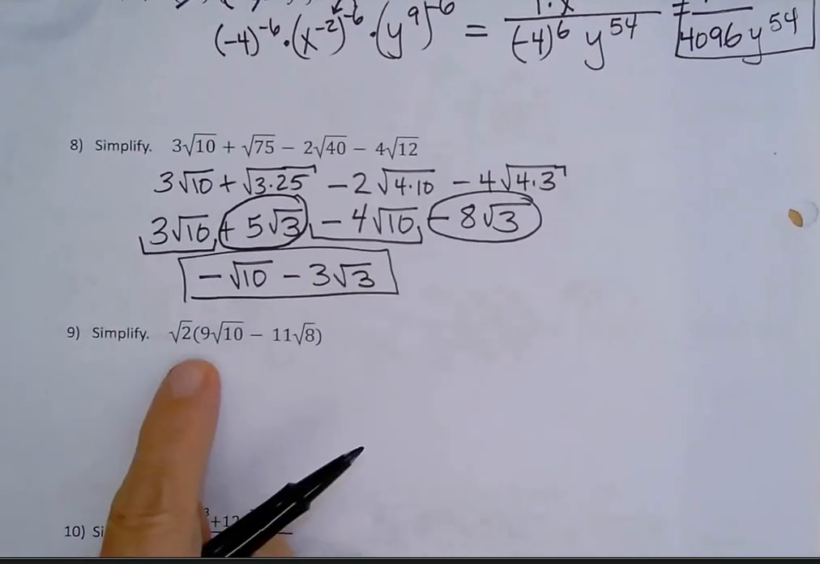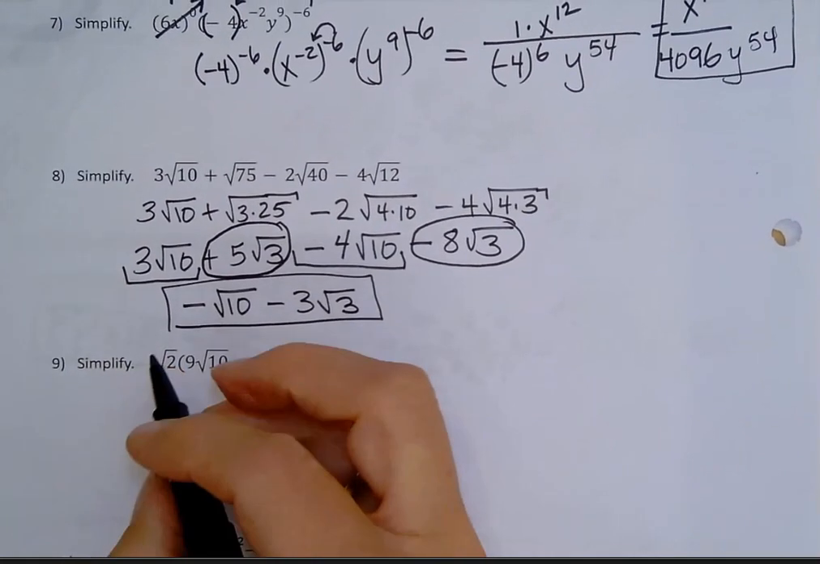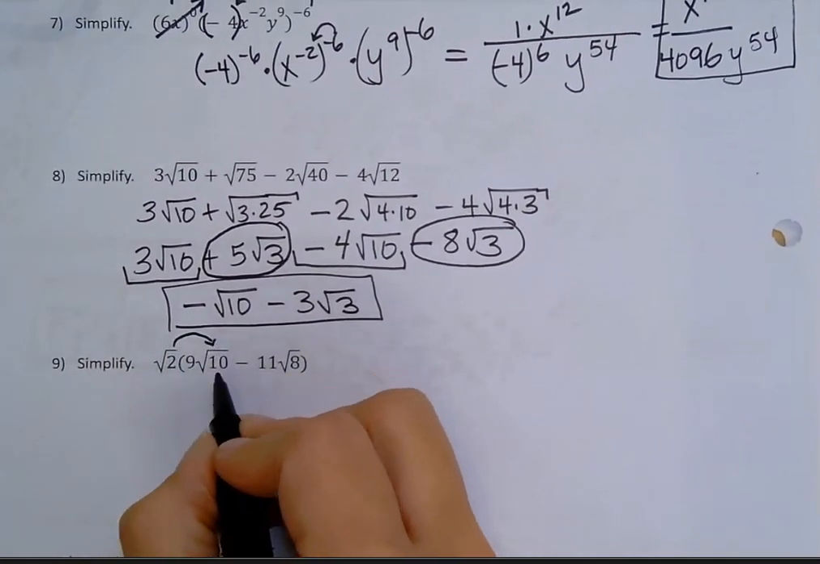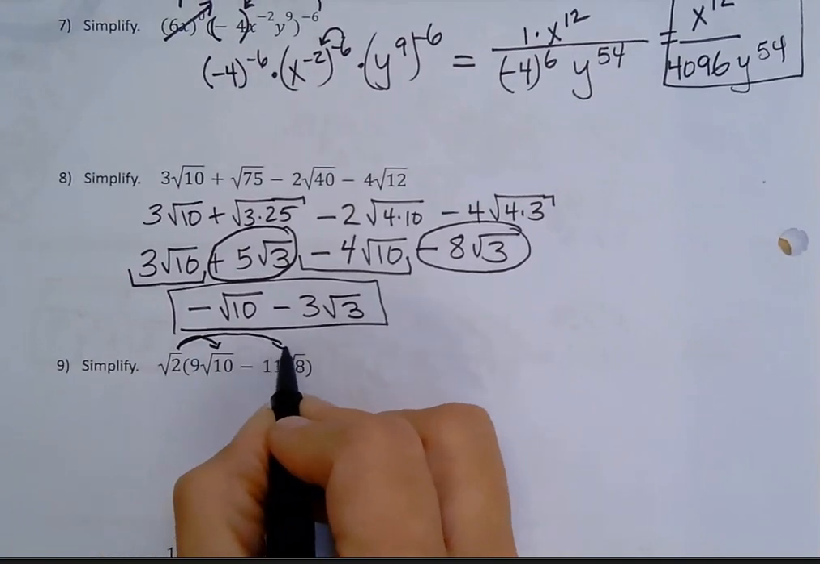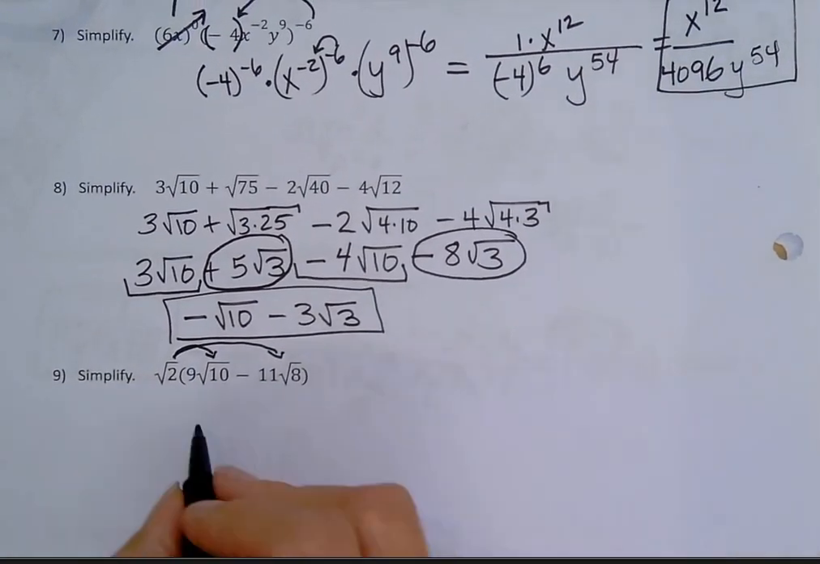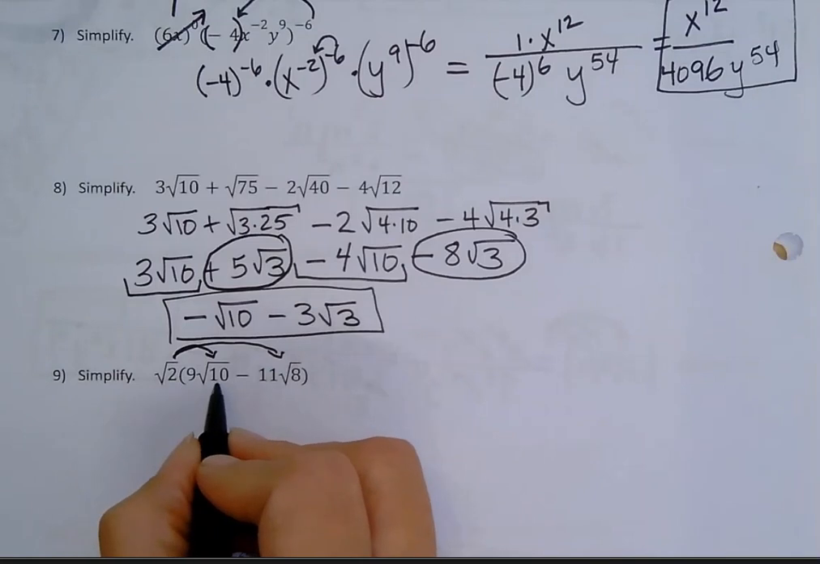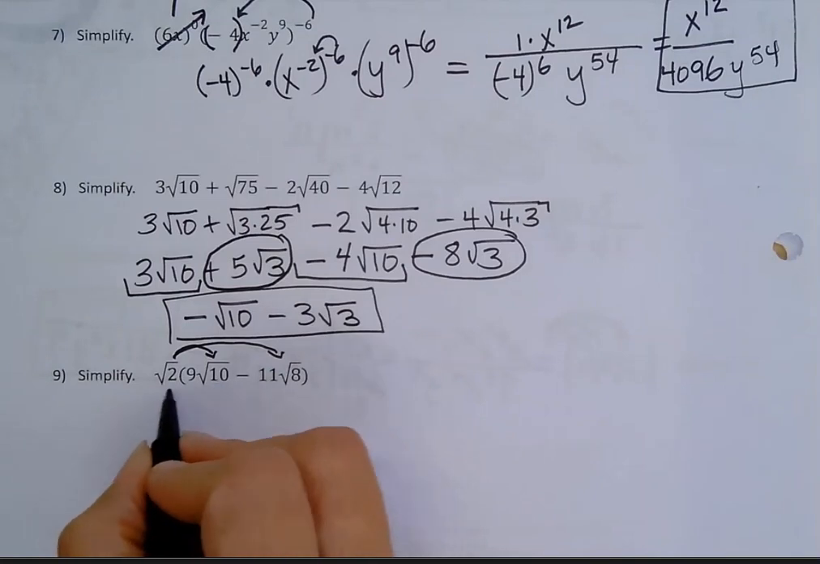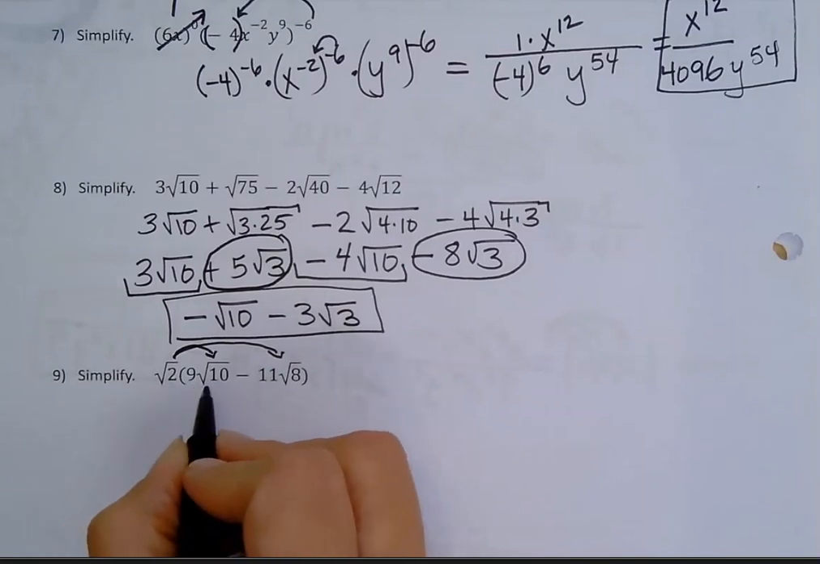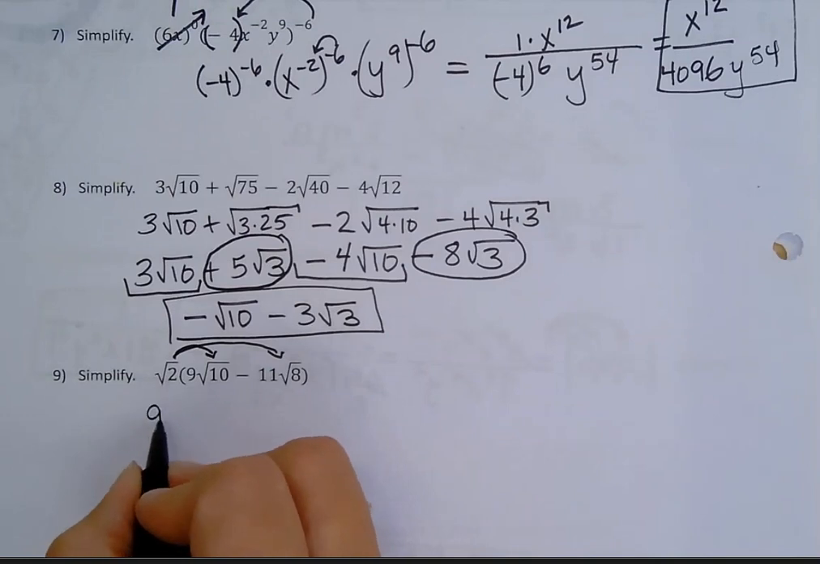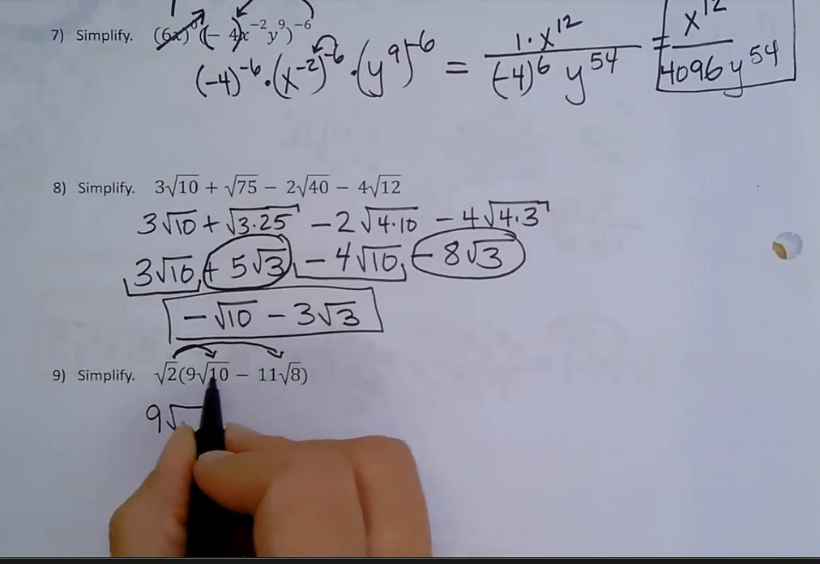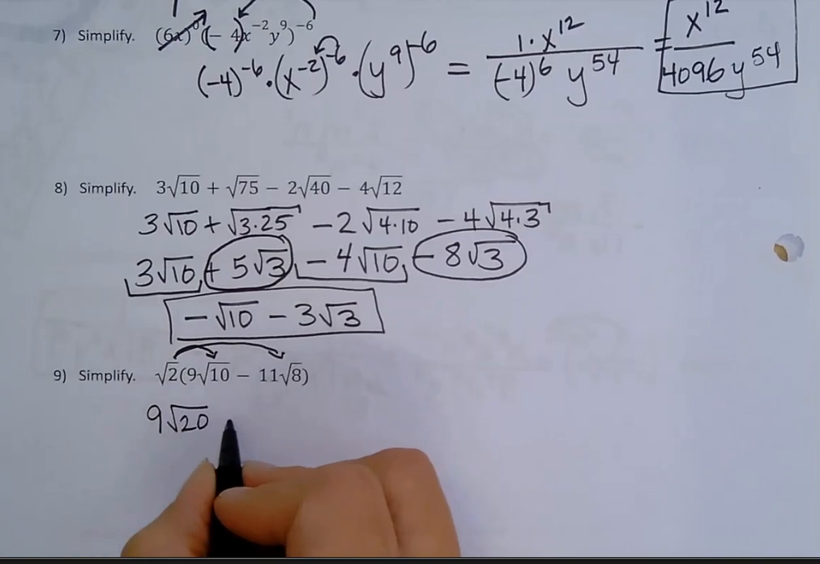All right. If I am multiplying, so this is distributive property, right? I'm going to have to multiply square root of 2 times this first term, and I'm going to have to multiply square root of 2 times the next term. So remember, if I'm multiplying square root of 2 times 9 times square root of 10, the things I can multiply together are those square roots, right? So this is going to keep 9 on the outside, and then square root of 2 times square root of 10 is square root of 20.